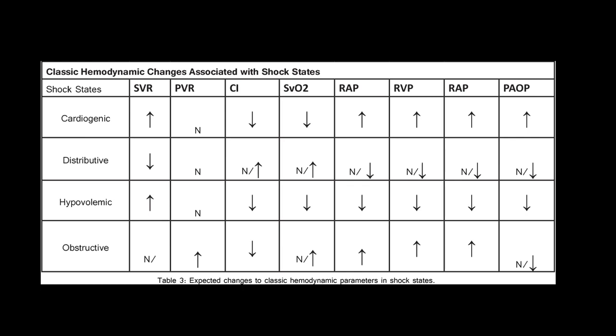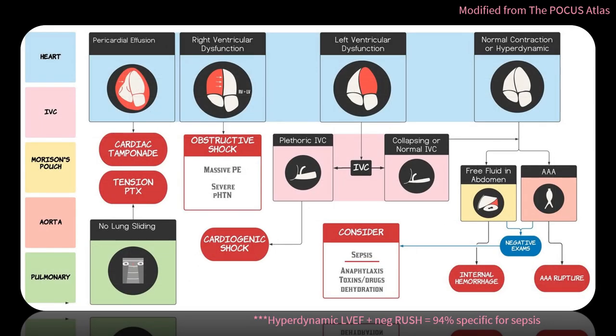Instead of trying to perform rote memorization of different shock states as seen here, we can now think of shock states as more physiologic parameters as seen here. This was modified from the POCUS Atlas, so thank you to them. But notice that the HIMAP findings are on the left side here. And so if you have a pericardial effusion in the setting of hypotension, you likely have cardiac tamponade. If you have no lung sliding in the setting of hypotension, you have a tension pneumothorax.